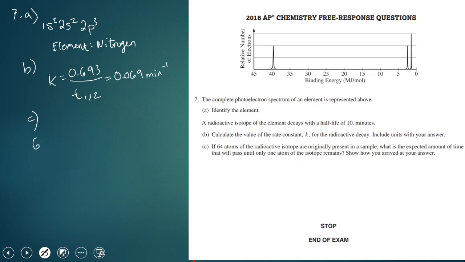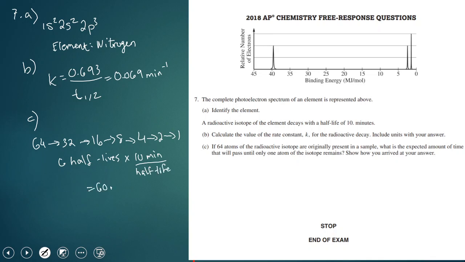So we can literally say we go from 64 to 32 to 16 to 8 to 4 to 2 and then to 1. So how many half-lives was that? Well, it was 6 half-lives, right? Count the number of arrows, there's 6. And so we have 6 half-lives times 10 min per half-life. So 60 min, or 1 hour. So it'll take 1 hour for you to go from 64 atoms of this isotope to 1 atom.